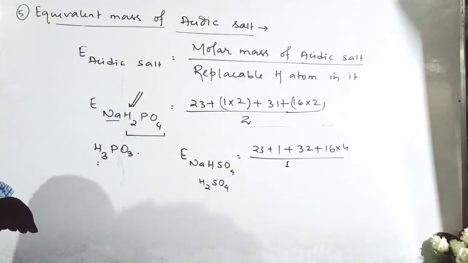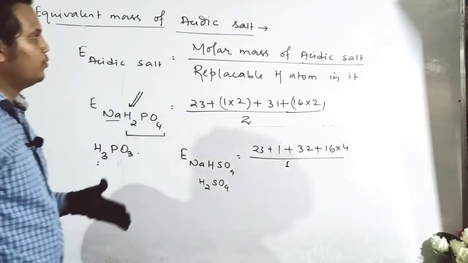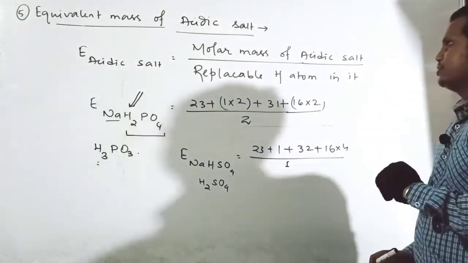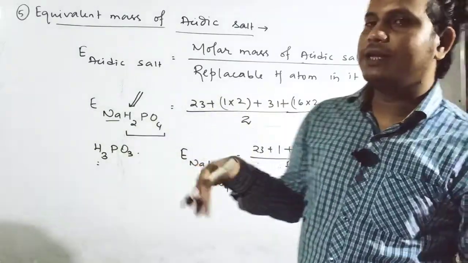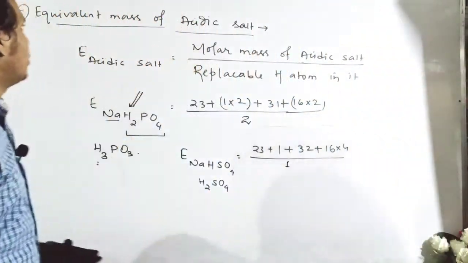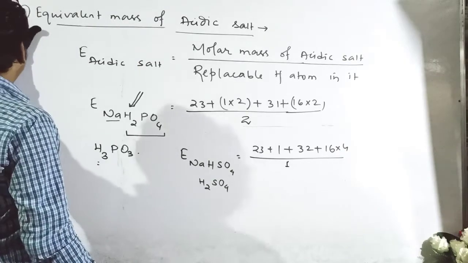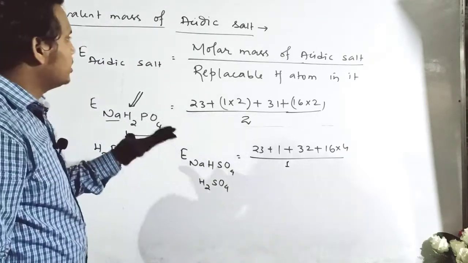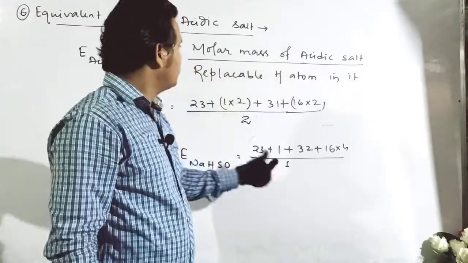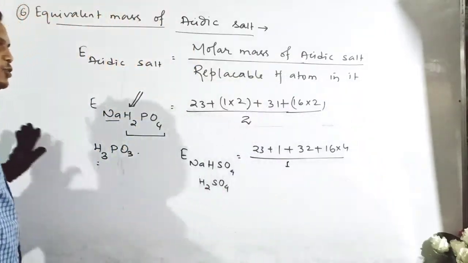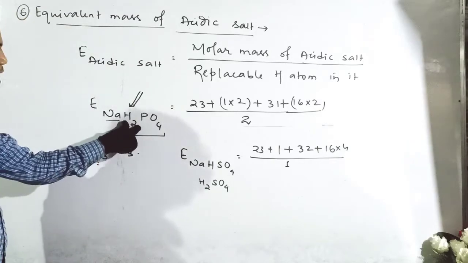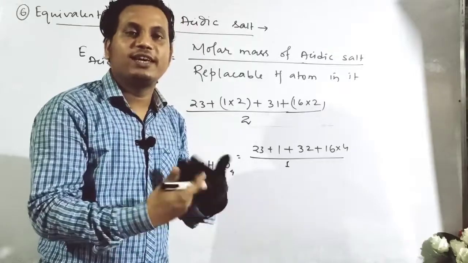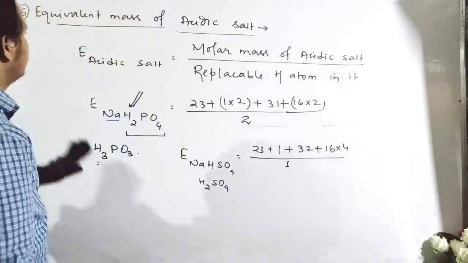Okay. Now we will continue with the equivalent mass of base and then the equivalent mass of basic salt. So next, point number 6. And for acidic salt, how can we find the molar mass? By replaceable hydrogen atom. So here 2 hydrogen more can be replaced. Here 1 can be replaced. There is a possibility. So this is the answer.